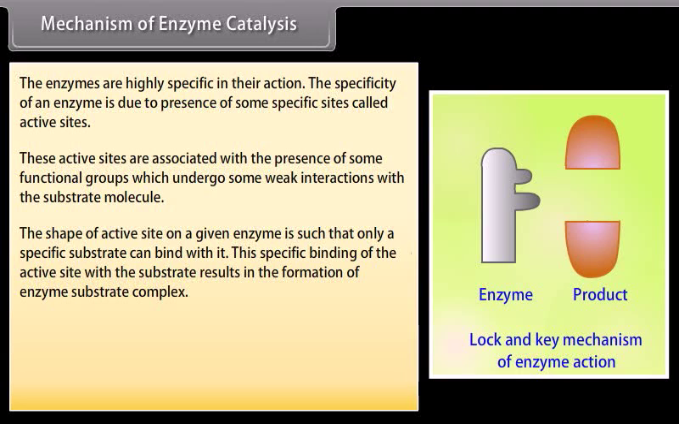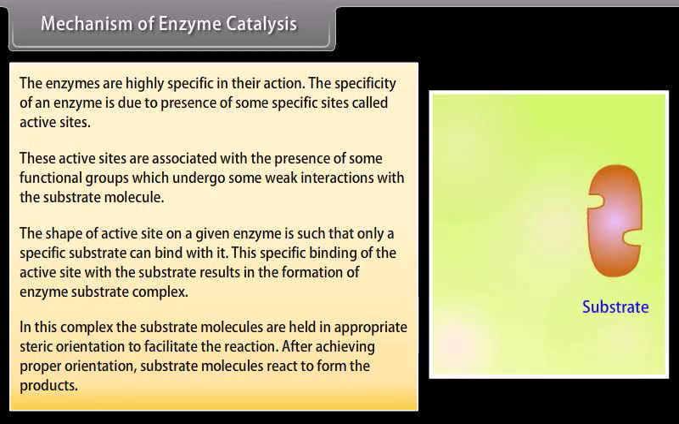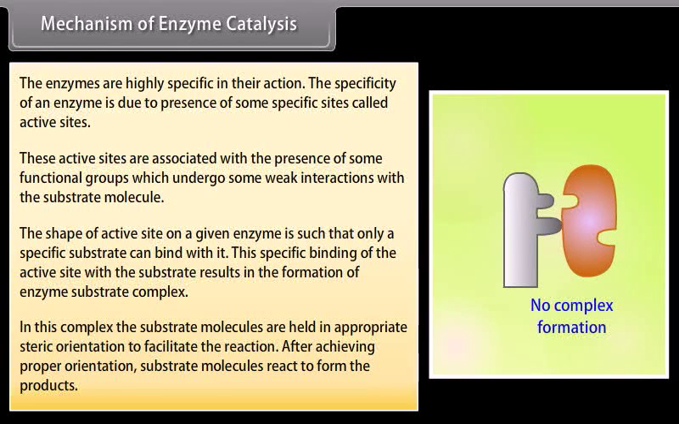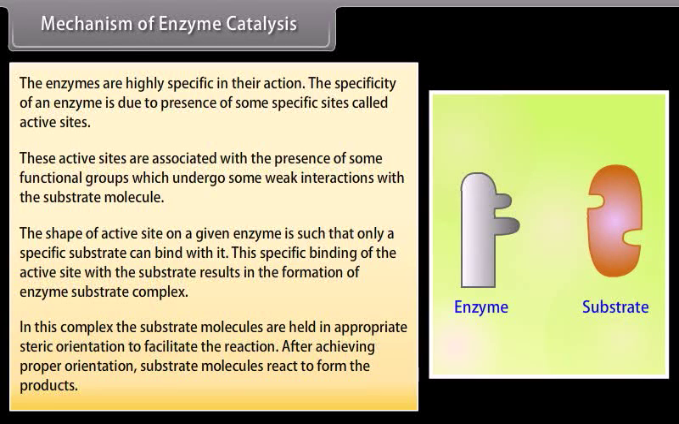This specific binding of the active site with the substrate results in the formation of enzyme-substrate complex. In this complex, the substrate molecules are held in appropriate steric orientation to facilitate the reaction. After achieving proper orientation, substrate molecules react to form the products. As product molecules do not have affinity for the enzyme surface, they immediately leave the surface so that fresh substrate molecules bind with the active site.